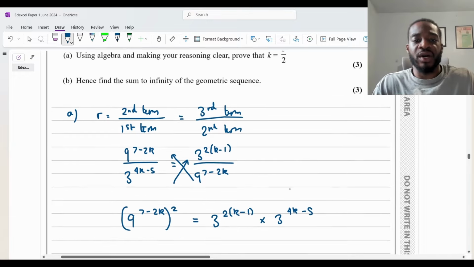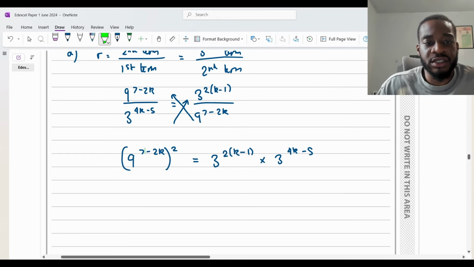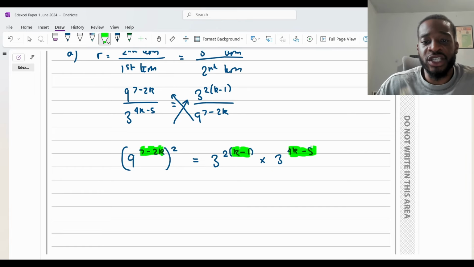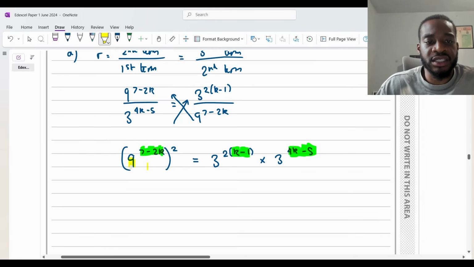Now we're trying to find out what k is. The algebraic terms are in the powers, aren't they? So this is an exponential equation. And what you want to do, this is actually the GCSE technique, right? You just want to make sure that the bases are the same so you can equate the powers, okay? So I'm going to just tidy this up a bit.